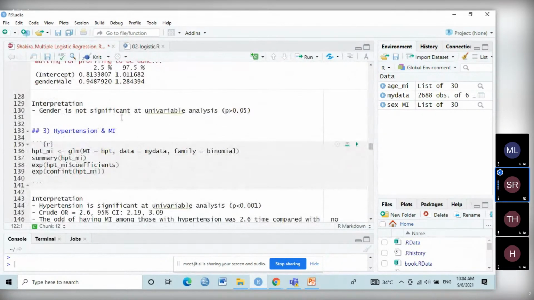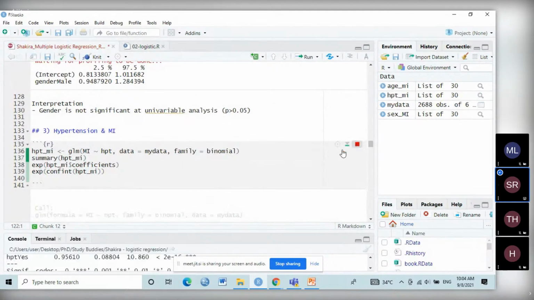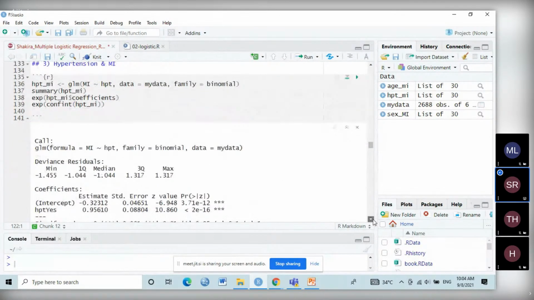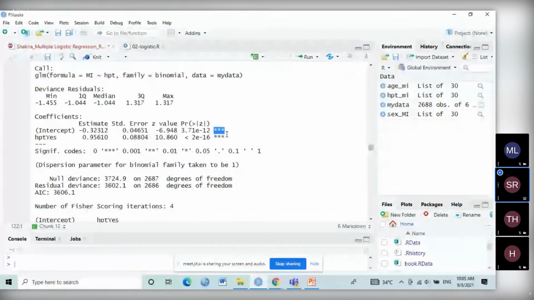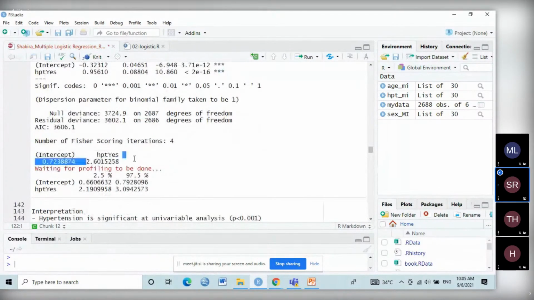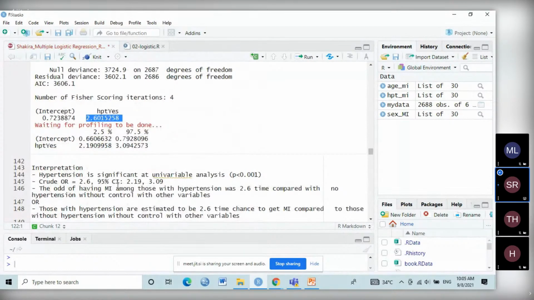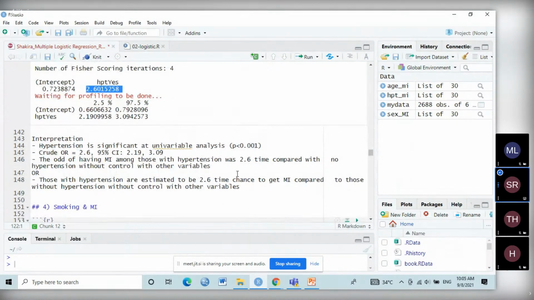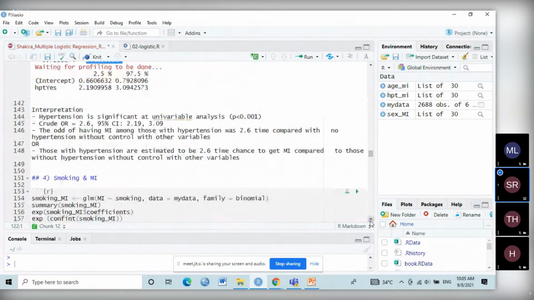Okay, and then next hypertension and MI. Okay, kita dapat significant result. Okay, and then dia punya odd ratio adalah 2.6. So we can interpret the odd of having MI among those with hypertension was 2.6 times compared to no hypertension. Okay, ataupun boleh interpret those with hypertension are estimated to be 2.6 times chance to get MI compared to those without hypertension. Okay, without control with other variable.